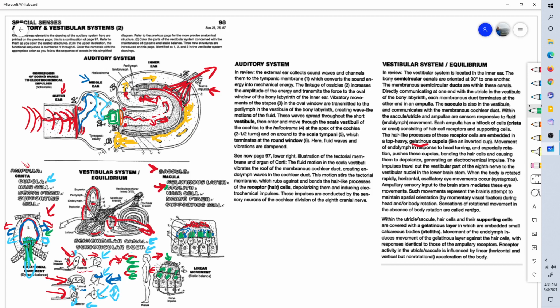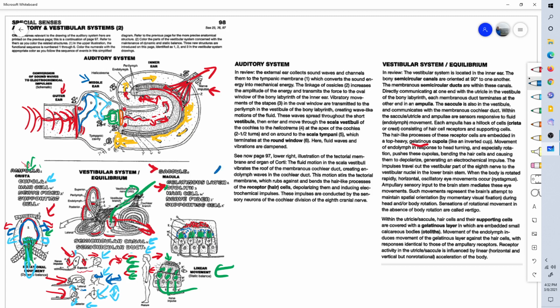Of course, they become depolarized, and these neurons send their information out right here through the vestibular branch of the vestibular cochlear nerve, cranial nerve number 8, and inform the brain: hey, we're moving forward. So they handle linear movement, where the semicircular canals and the ampullae handle rotational movement.